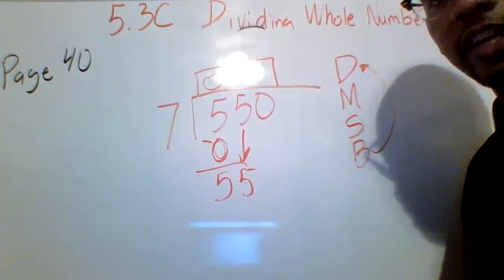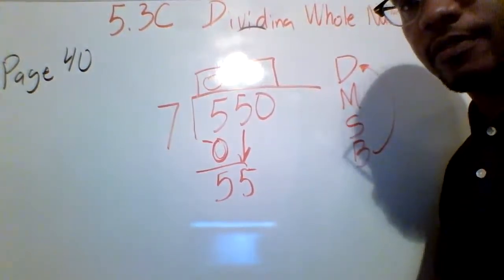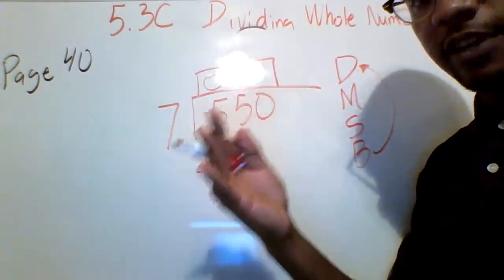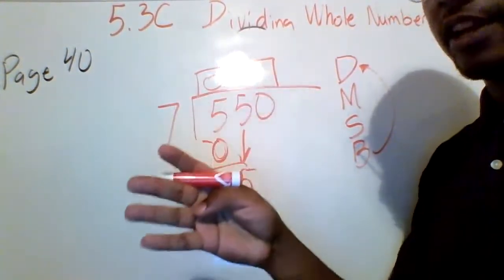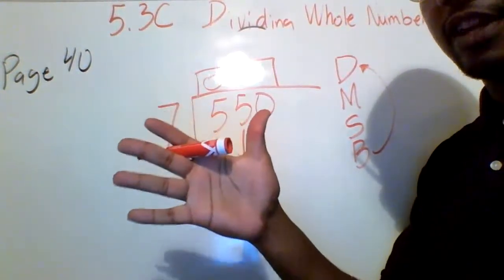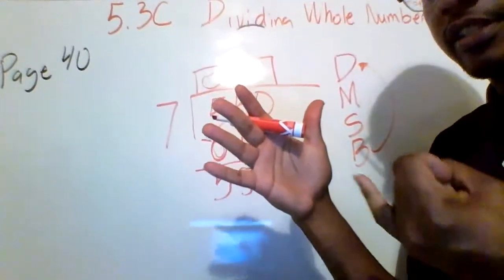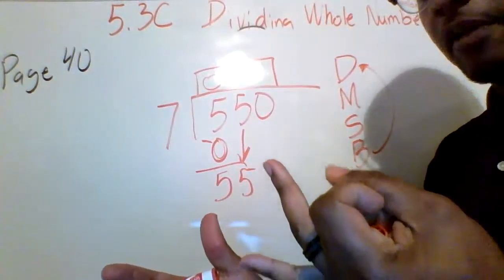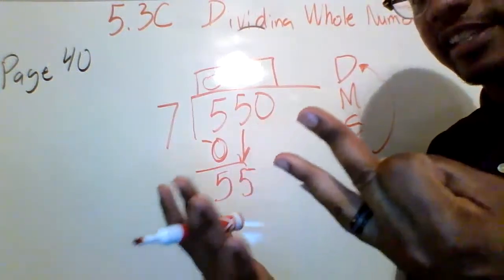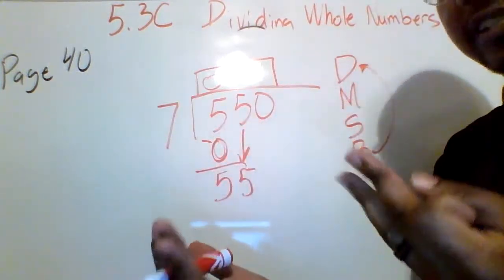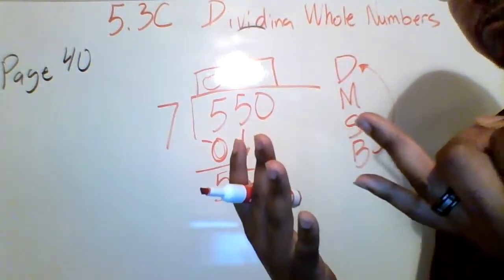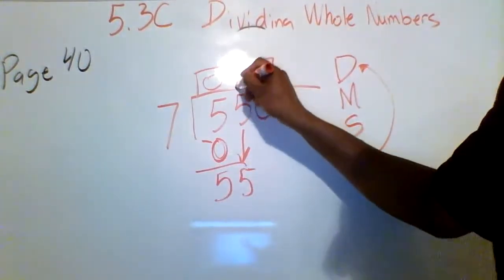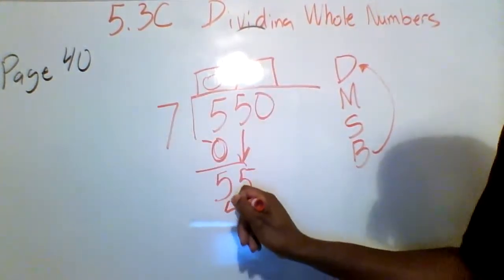Well, 7 goes into 55. 7 plus 7 is 14. Plus 7 is 21. Plus 7 is 28. Plus 7 is 35. Plus 7 is 42. Plus 7 is 49. Plus 7 is 56. So 8 groups is 56. So 7 groups is 49. So 7 times 7 is 49.